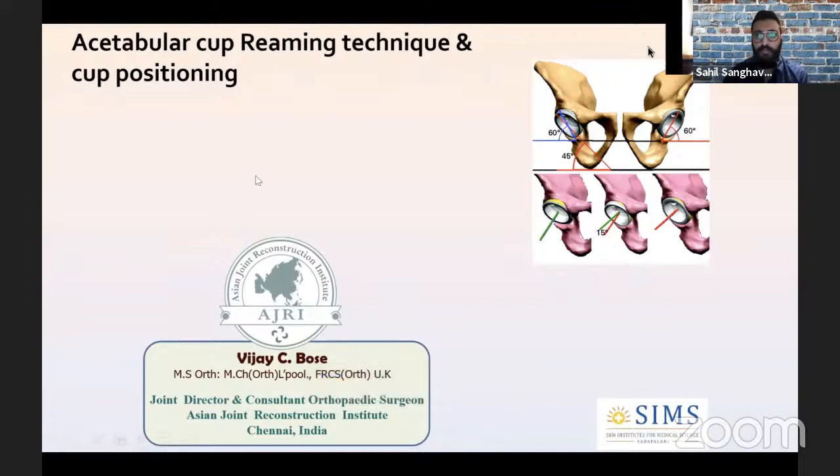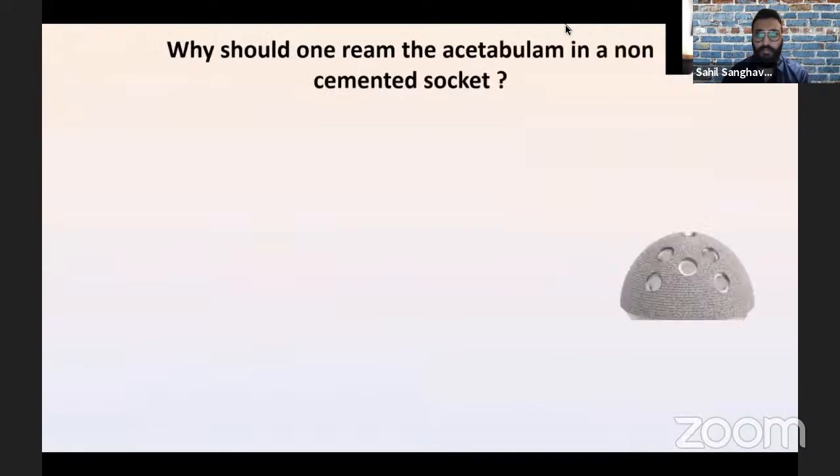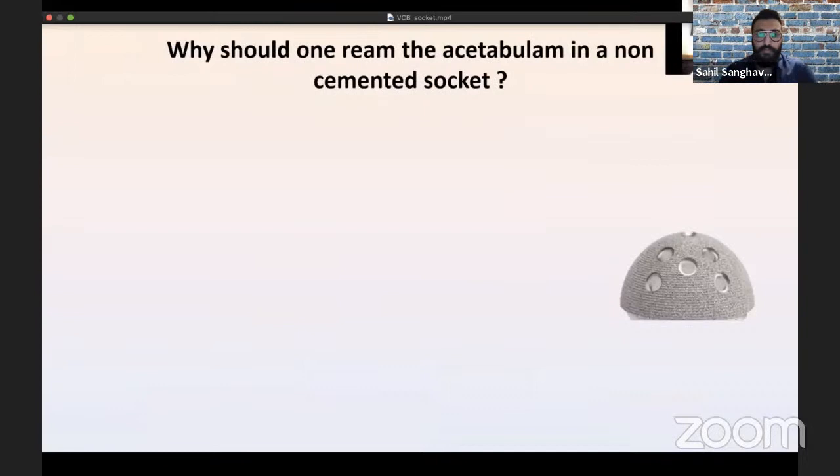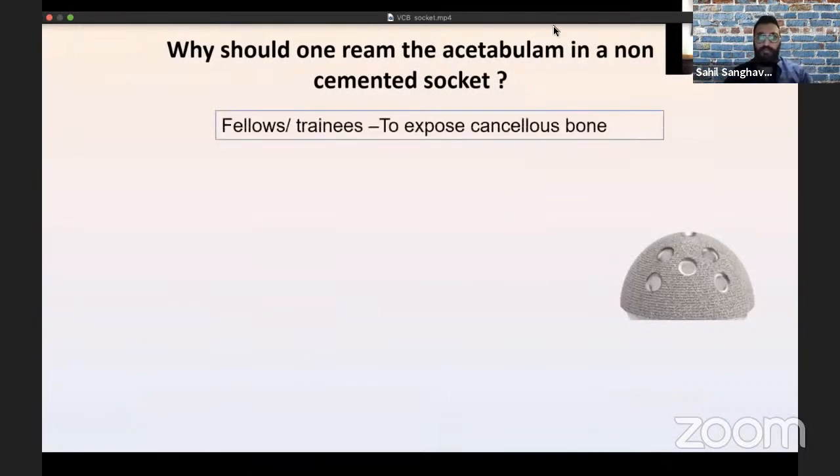My topic today is acetabular cup reaming technique and cup cushioning. I understand that this is meant for primary hip arthroplasty, so I'll stick to very much the basics. The first question one should ask is, why should one ream the bone in a non-cemented socket? When I ask this question to trainees and fellows who come, the invariable answer is to expose the cancellous bone. Now, exposing the cancellous bone is of course important when you have a cemented socket, when you need interdigitation of the cement with the bone. However, for non-cemented sockets, the reason to ream is not to expose the cancellous bone.